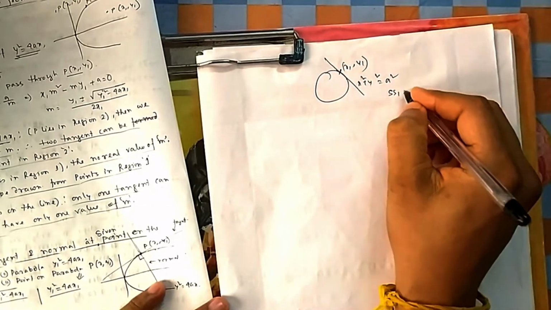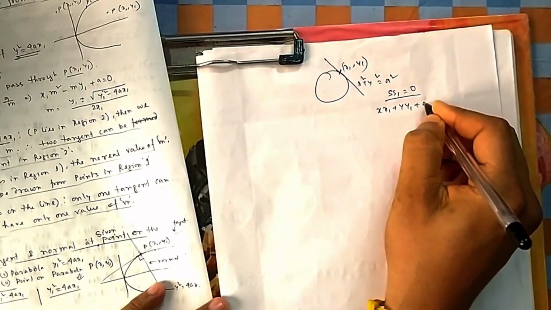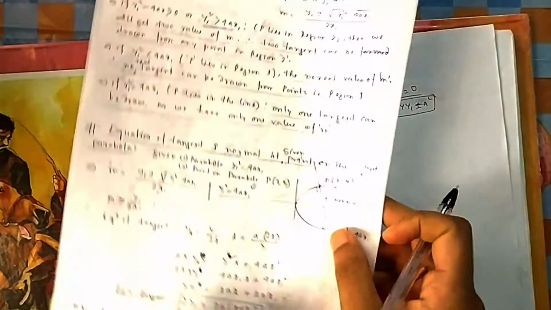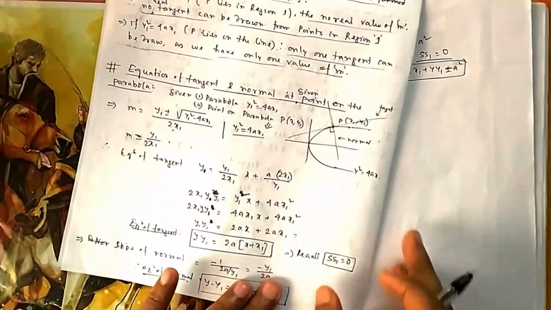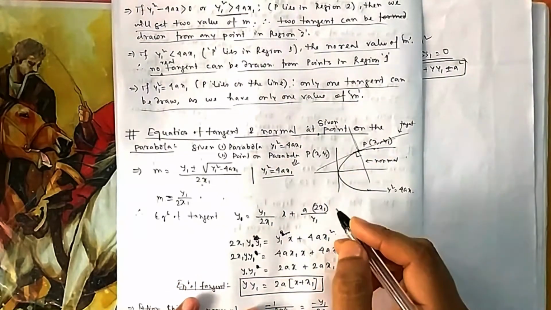Then what was the condition? SS1 equal to 0. How will you write SS1? x x1 plus y y1 equal to a square. So this was the equation for the tangent. So similarly here also you will prove it. You will also say it is the same. So it is a parabola. So you have a point, this one. So you need to find the tangent.